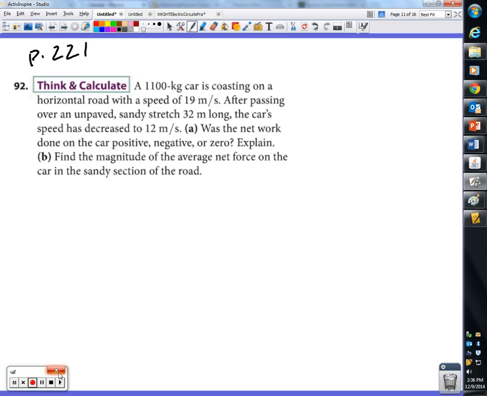a 1,100 kilogram car is coasting on a horizontal road with a speed of 19 meters per second. After passing over an unpaved sandy stretch 32 meters long, the car's speed has decreased to 12 meters per second. So, part A says, was the net work done on the car positive, negative, or 0? This one doesn't really require us to do any calculations if we reason properly.